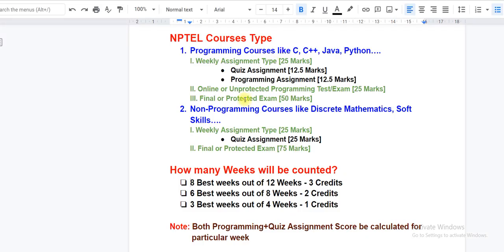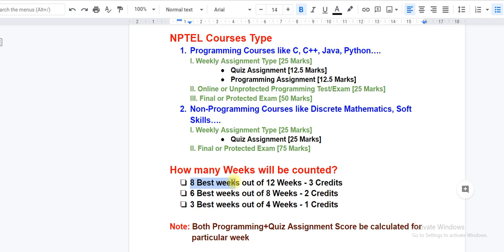And here this condition is not applied even if NPTEL is picking the 8 best weeks from 12 weeks. But you have only solved the 4 weeks of assignments and you have full score in those 4 weeks, and while calculating the assignment score, if your score is more than or equal to 10 out of 25, then definitely you can write the exam.